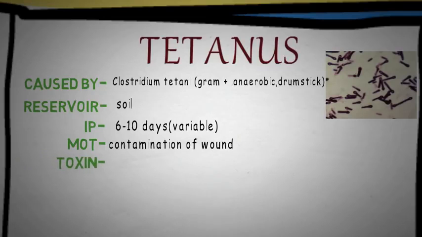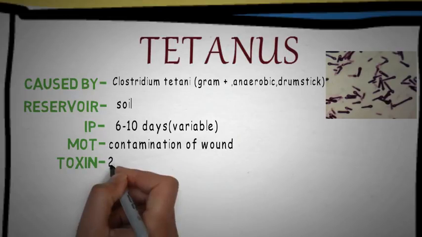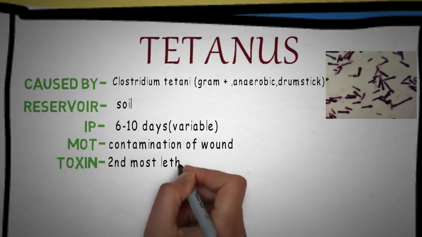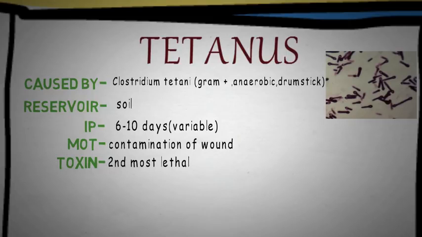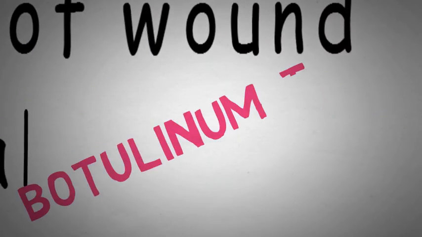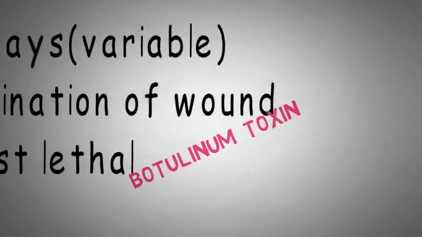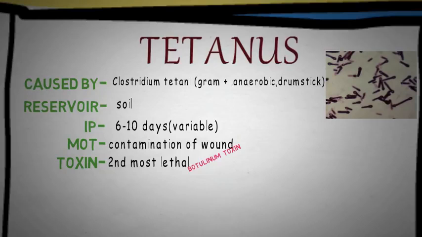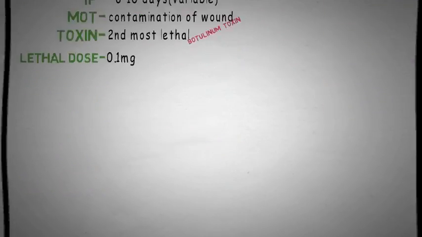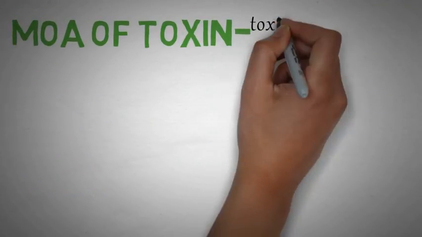Next, remember that tetanus toxin is the second most lethal toxin in the world. Guess what? Which is the most lethal toxin in the world? It is botulinum toxin. Next, what is the lethal dose of tetanus? It is 0.1 milligram. Next, what is the mechanism of action of the tetanus toxin?